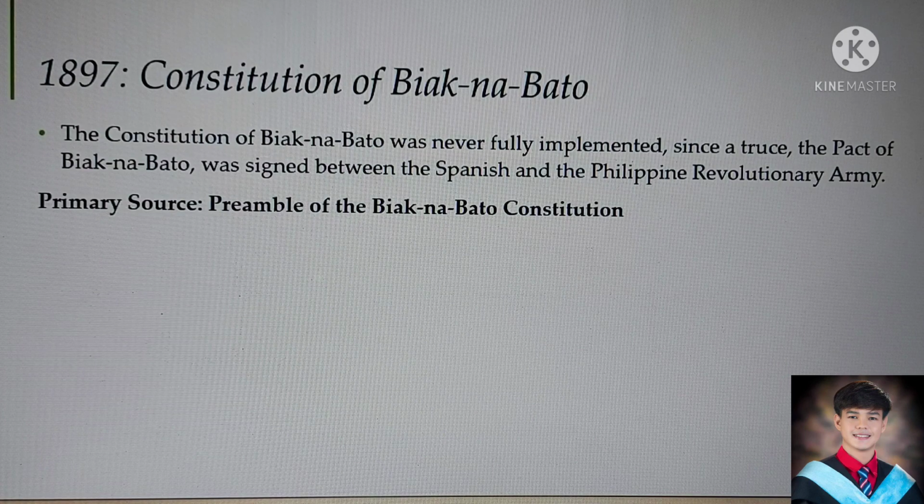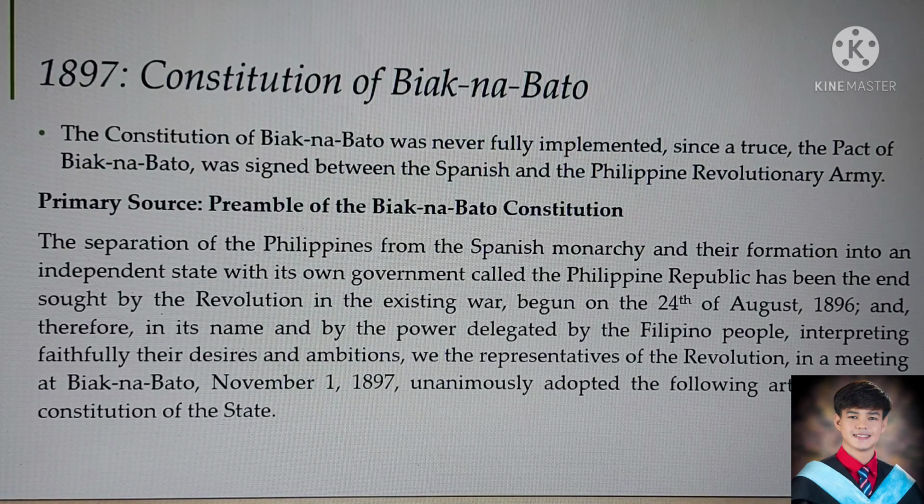Okay, preamble of the Biak-na-Bato, which is yung ating primary sources. Okay, sabi, the separation of the Philippines from the Spanish monarchy and their formation into an independent state with its own government called the Philippine Republic has been the end sought by the revolution in the existing war, begun on the 24th of August 1896, and therefore, in the name by the power delegated by the Filipino people, interpreting faithfully their desires and ambitions, we, the representatives of the revolution, in a meeting at the Biak-na-Bato, November 1, 1897, unanimously adopted the following articles for the Constitution of the state.